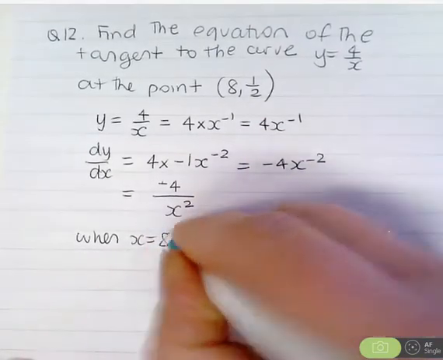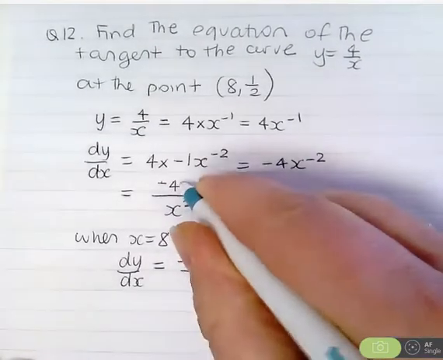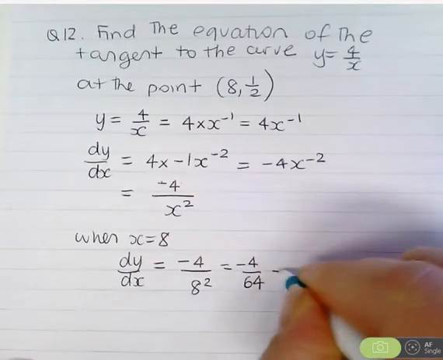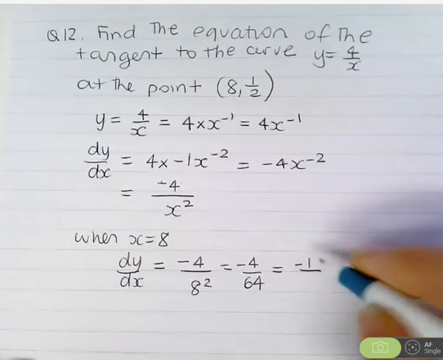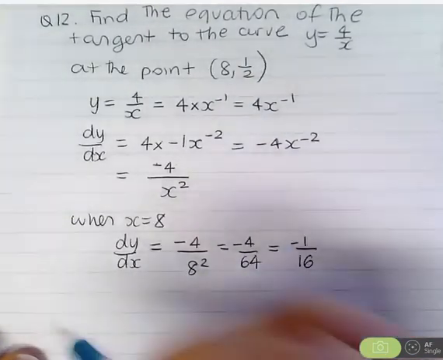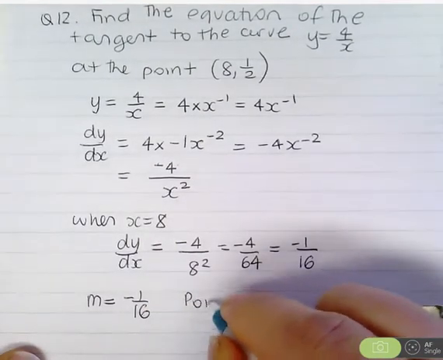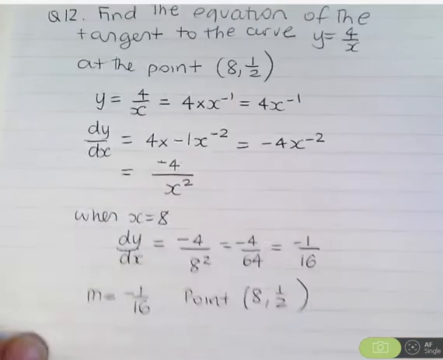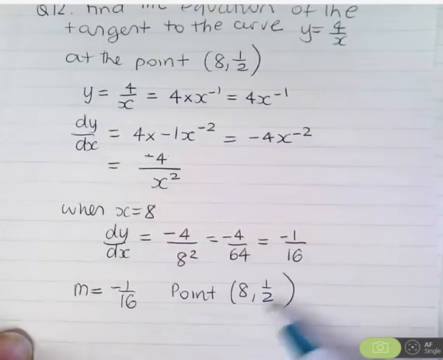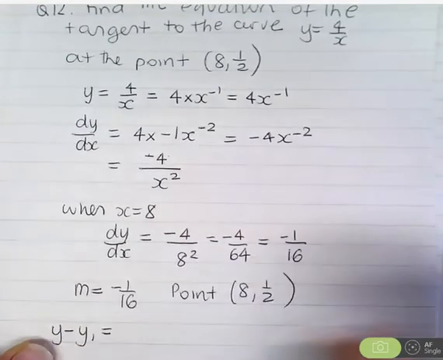So when x is 8, I'm trying to work out what the gradient of the tangent is. I substitute x is 8 into there, and I get negative 4 over 8 squared, which is negative 4 over 64, which is negative 1 over 16. So that's the gradient of the tangent to the curve at that point. So this is what I've got: my gradient is negative 1 over 16, and my point is (8, 0.5). Now, we're going to use our point-gradient formula.